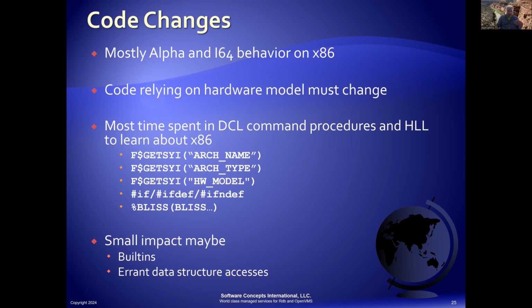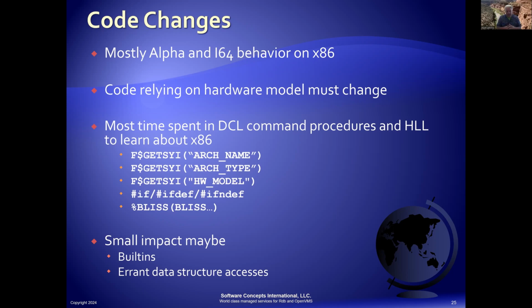because that code wouldn't require any changes. But if you have things like F$GETSYI looking at the architecture name or type or hardware model, ifdef, if non-def, if you use %BLISS, whatever, things like that, compile time checks, you're probably going to have to look at that code. Maybe not change it, but review it and make the Alpha and Integrity behavior be the same for x86. There may be some edge cases if you're using some built-ins. I found some problems with data structure accesses in some code, some that we wrote, some that we inherited, that didn't quite do the right thing. But again, very, very small and few.